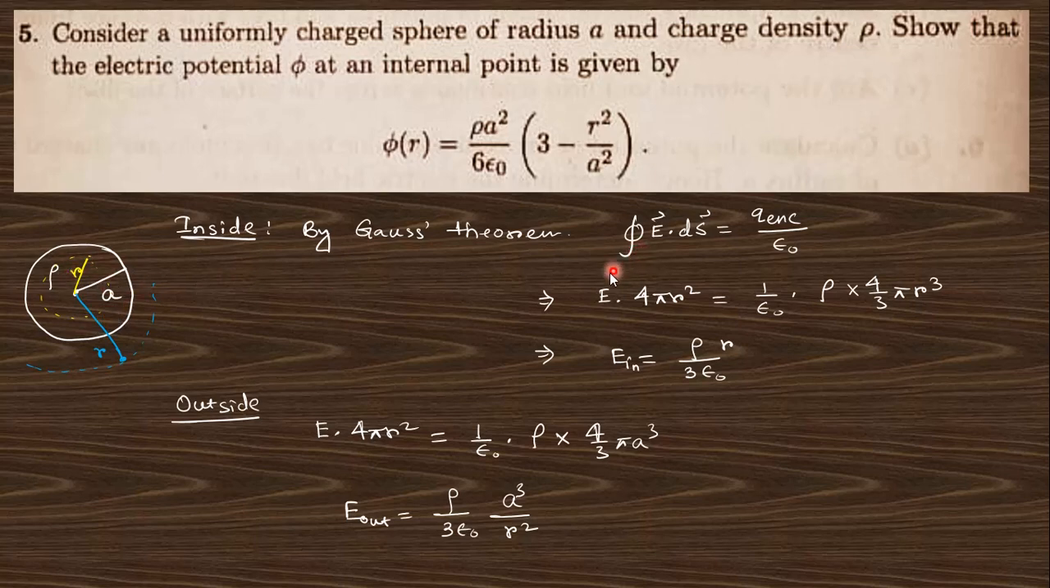If you use the Gauss theorem at the inside point, that is E into 4 pi r square at the interior point, and the corresponding charge will be rho into 4 third pi r cube, and you will get the electric field at the interior point, inner side, right. And for the outer side, this will be 4 pi r square, and this is going to be 4 third pi a cube rho, because the charge is only distributed up to a, right. So that's why the electric field at the outer side will be like that.